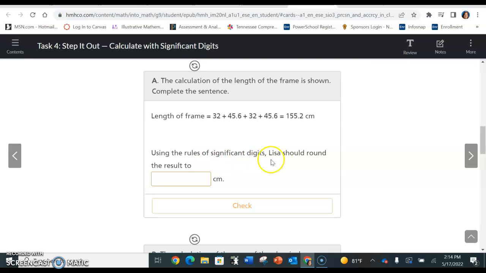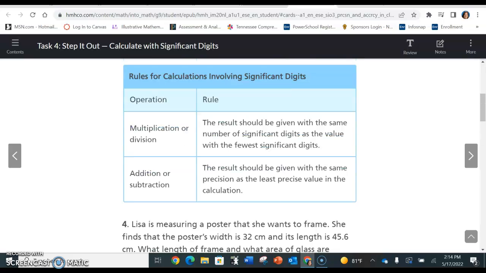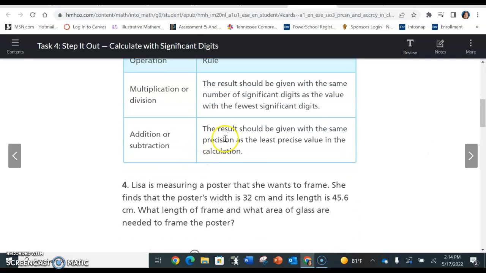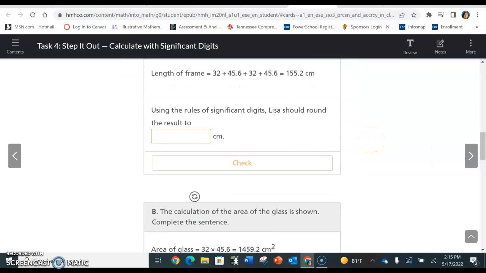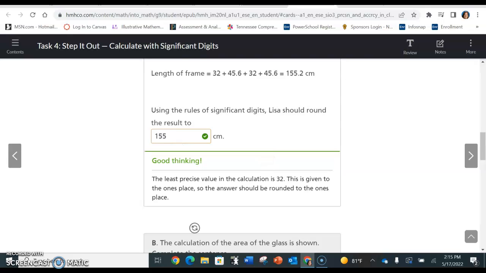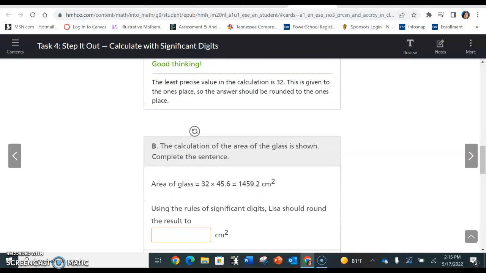Using the rules of significant digits, Lisa should round the result to... Okay, so remember, adding and subtracting, the result should be given with the same precision as the least precise value. All right, since 32 is a whole number and this one is a decimal, we need to round this to a whole number. So 155.2 centimeters should be rounded to 155 centimeters, using your rules of significant digits.